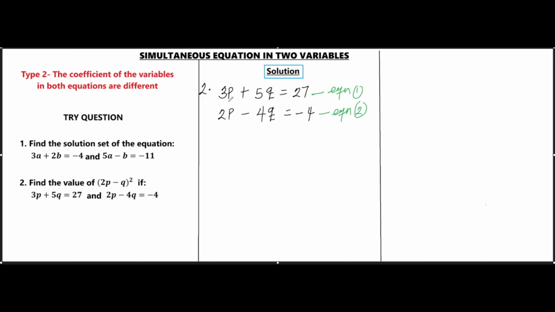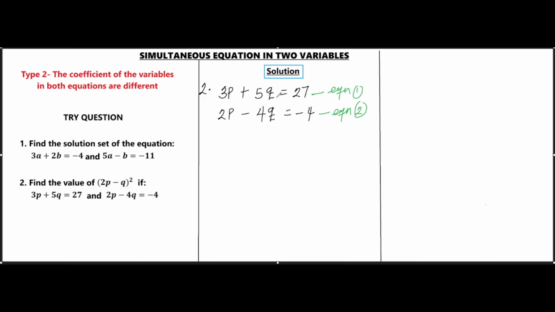So upon the cross check, we could see that the coefficients of the variables are different. So for p, the coefficients are different, as well as q. And we saw in the first example that to eliminate this, you have to decide to either eliminate the first variable or the second variable. In the previous example, we eliminated the first variable. This time I want us to eliminate the second variable.